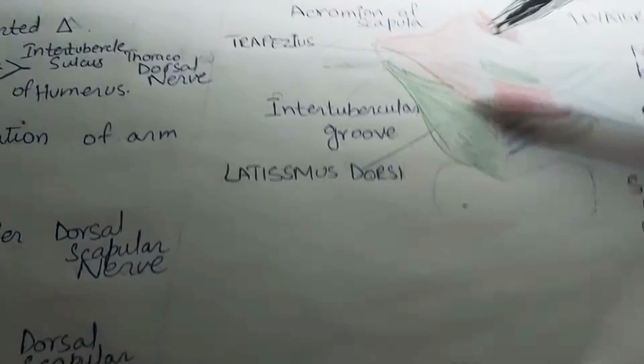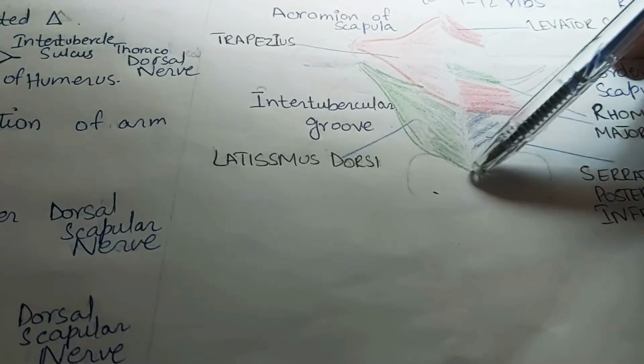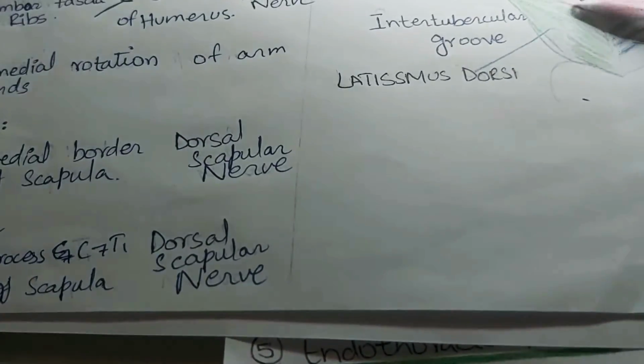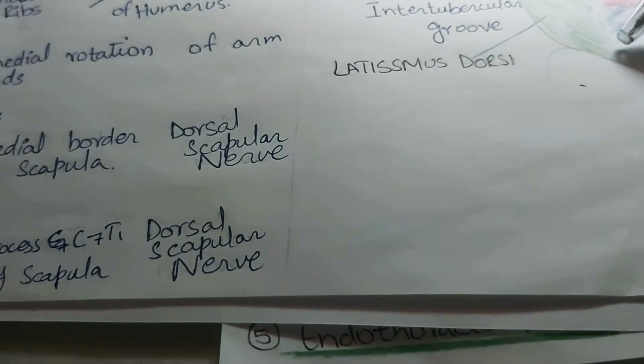Now, starting the latissimus dorsi. Latissimus dorsi is an inverted triangular muscle. It starts from T6 and goes down all the way to the sacrum.